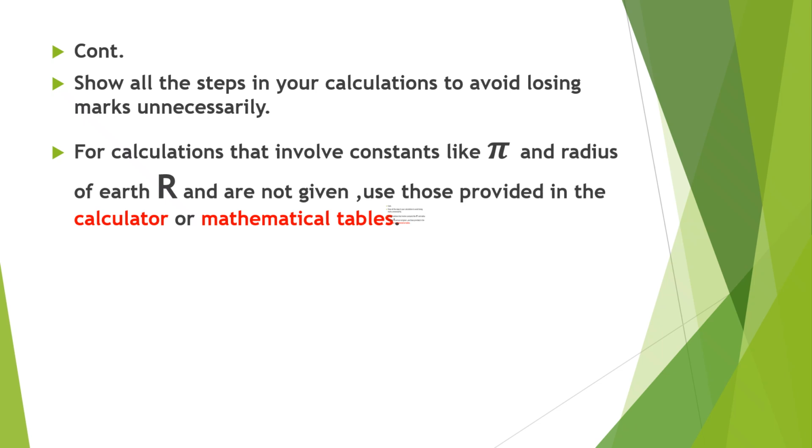Then for calculations that involve constants like pi and radius of earth, r, and in the same question they are not given, use those provided in the calculator or mathematical tables. Don't use your own constants. If they are not provided in the question, then you must use those provided in the calculator, or those in the mathematical table.